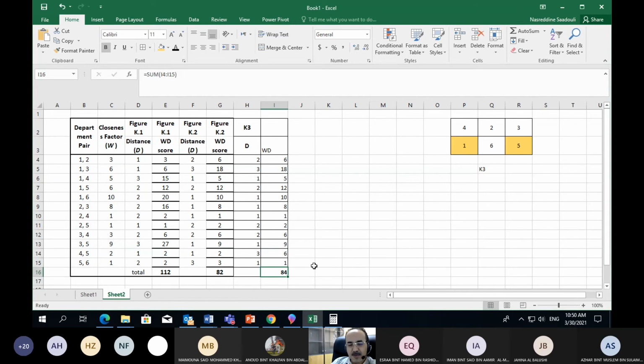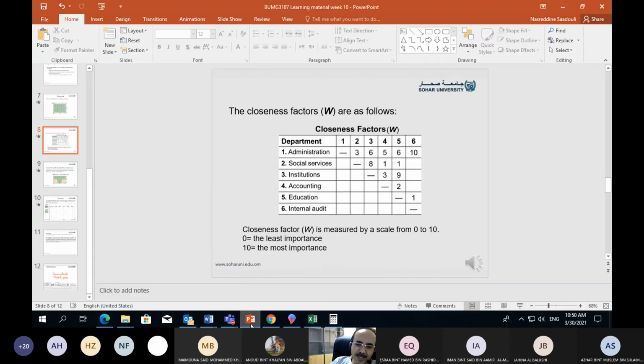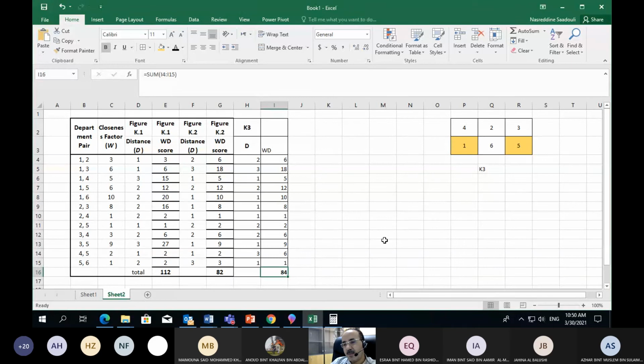And this is, by the way, a good point to make, which is that when we use the greedy approach, greedy means I actually placed the departments based on the highest score and kept going down. So I put 1 next to 6 because I have a 10. Then I put 3 next to 5 because I have a 9. Then I put 2 next to 3 because I have an 8. Okay? That this approach, the so-called greedy approach, is not always necessarily the best approach.